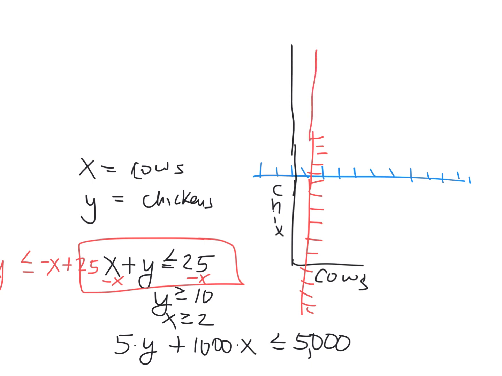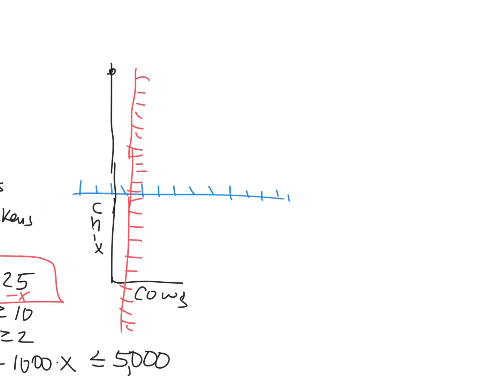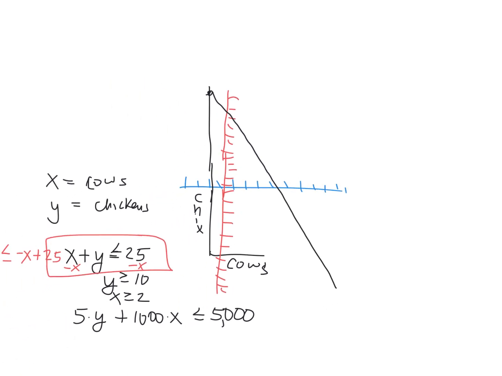And I'm going to be vague because you've got a calculator. You'd be able to use a calculator for this. So it's up here somewhere. And then it's got a slope of negative 1, which means that it kind of goes over 1, down 1, over 1, down 1, over 1, down 1. And so it'd be kind of like that. And then it's less than, so I shade under that line.